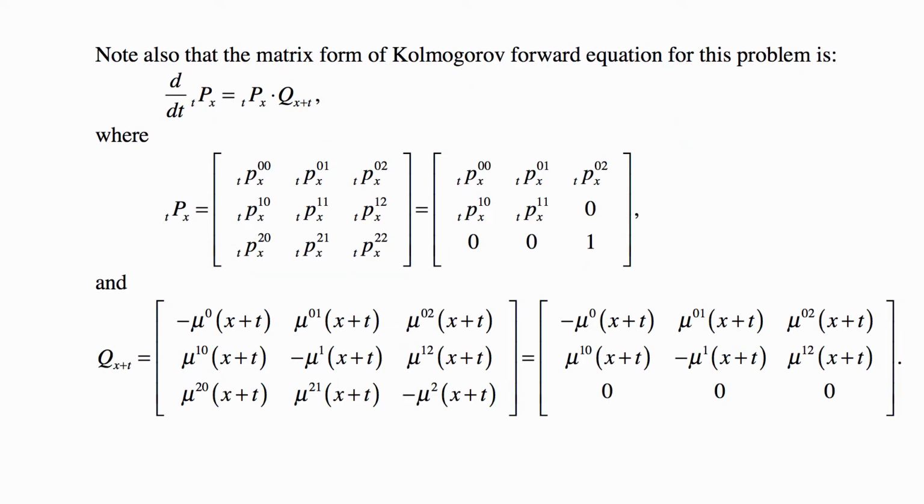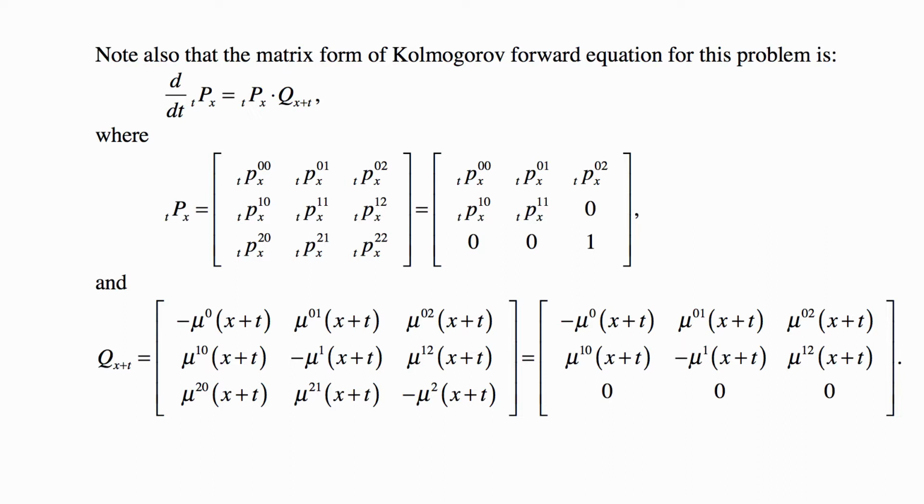But because this Kolmogorov forward equation is always on the exam MLC and it's important, I would like to point out to you that the book does not derive the matrix form of Kolmogorov forward equation, and it is so hard to memorize it in the algebraic form that they give it to you. So I would like to show you what the matrix form of Kolmogorov forward equation is, and it is the derivative with respect to t of tpx is equal to tpx times qx plus t, where this tpx is, of course, the standard transition matrix.